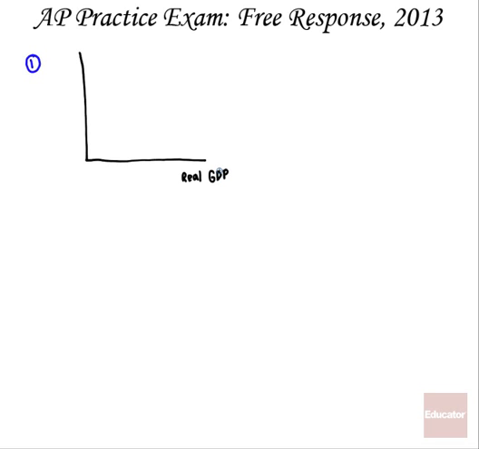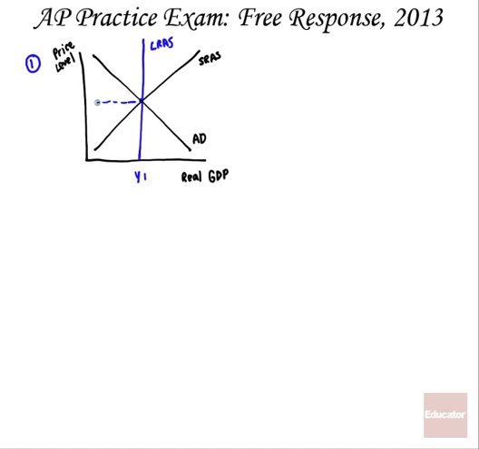So real GDP here, and then you have the price level, and then you have the aggregate demand. You have the short-run aggregate supply, so you have the AD right here, and you have the SRAS. And don't forget the long-run aggregate supply, and again, it's in long-run equilibrium here. So this is going to be Y1 here, LRAS, and this here is going to be PL1.